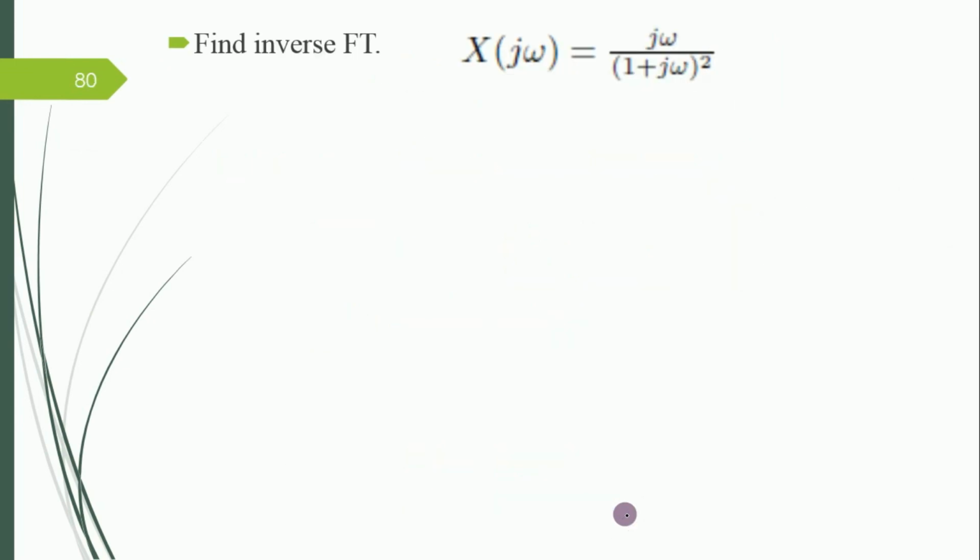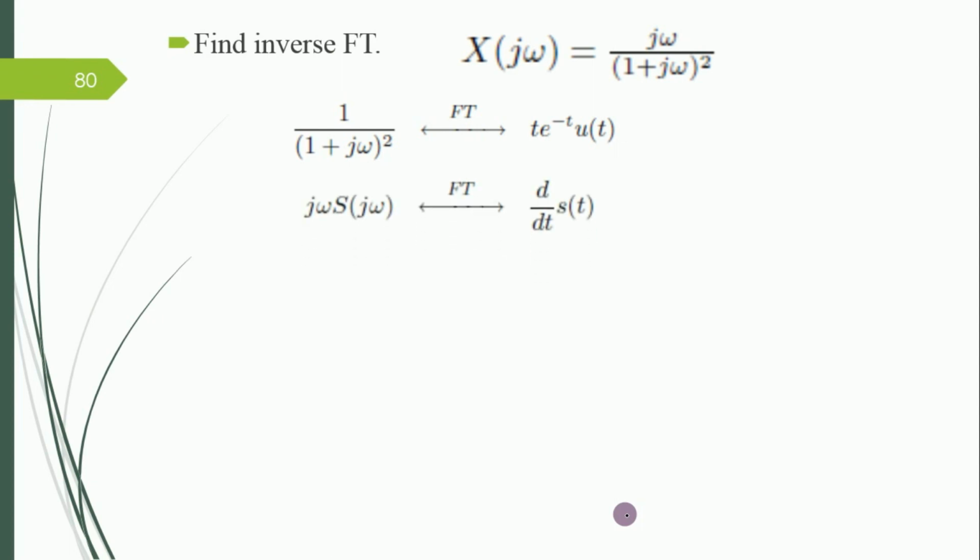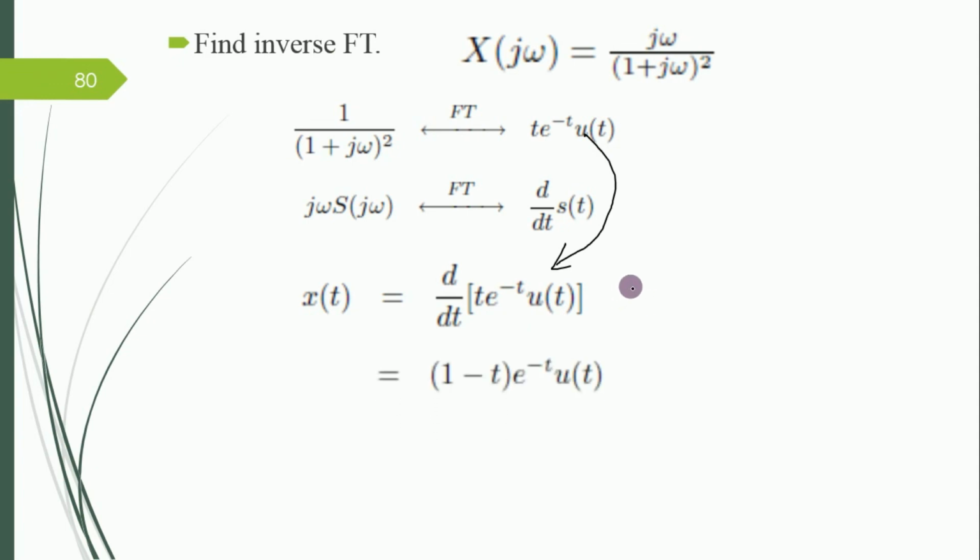Next, last one. So x of j omega is given as j omega by 1 plus j omega square. So 1 divided by 1 plus j omega square, we know that its FT pair is t into e raised to minus t, because a's value is 1, u of t. So differentiation, j omega S of j omega is the differentiation property. So hence I can write x of t as a differentiation of the given time domain signal. So that completes your answer.